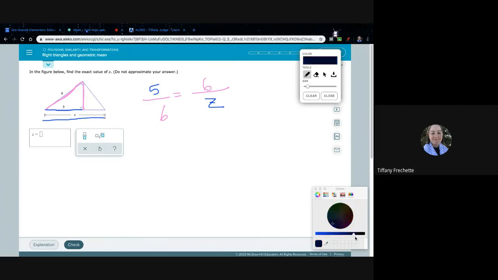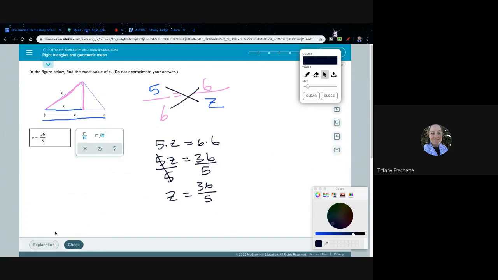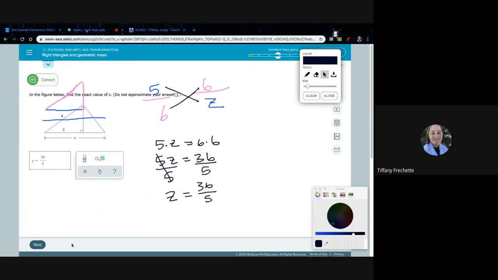All right, so now we're going to cross multiply. We have 5 times z equals 6 times 6. So 5z equals 36. Now we want to divide by 5 on both sides so that we can get z all by itself. And remember, they don't want any decimals, and they don't seem to be giving us anything as far as a mixed number either. So they just want 36 over 5. We're going to say 36 over 5, and we're going to check this and see. It looks kind of funky, but all right, they accepted it.